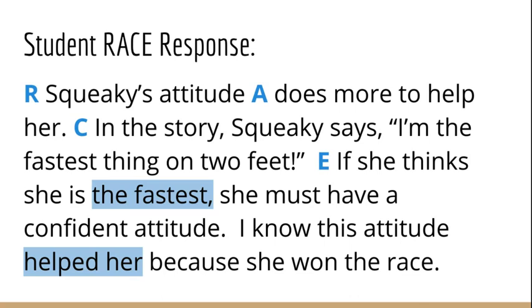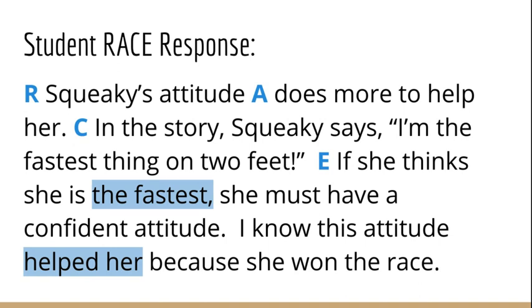Now the student C, cited evidence. In the story, Squeaky says, "I'm the fastest thing on 2 feet." Now E, explain. Explain how that evidence proves your answer. If she thinks she is the fastest, she must have a confident attitude. I know this attitude helped her because she won the race.